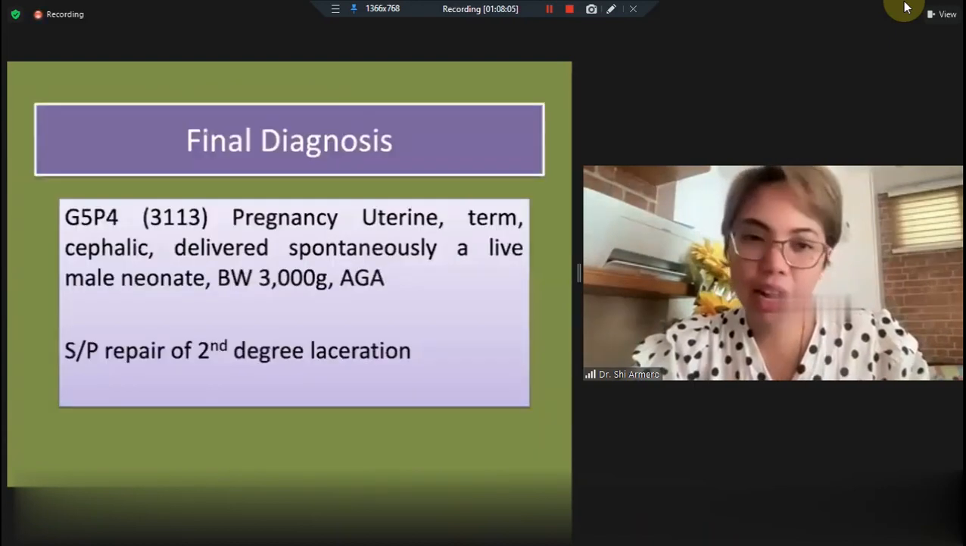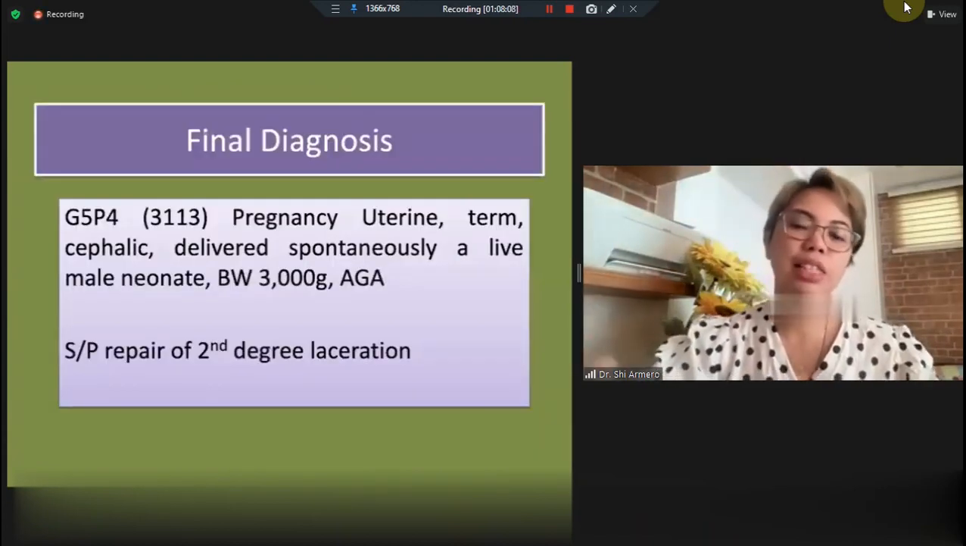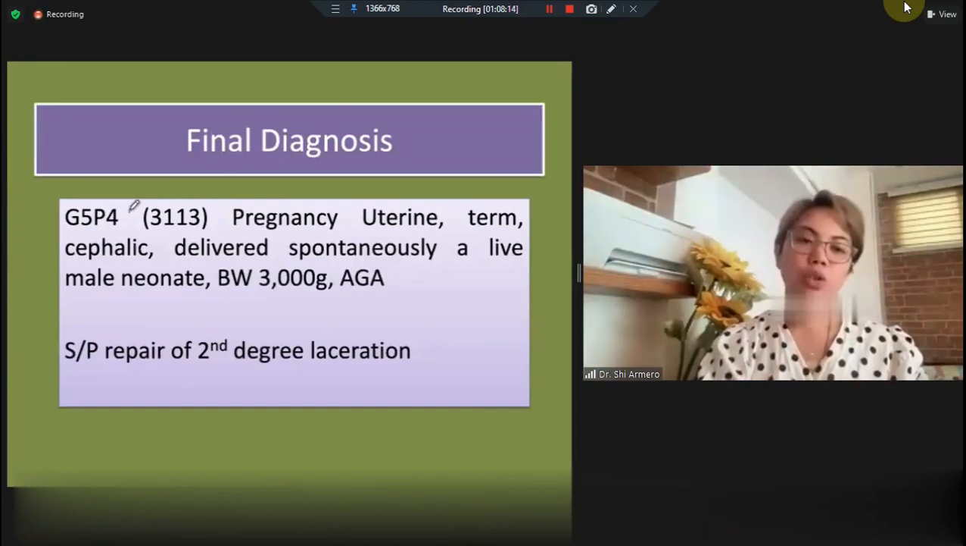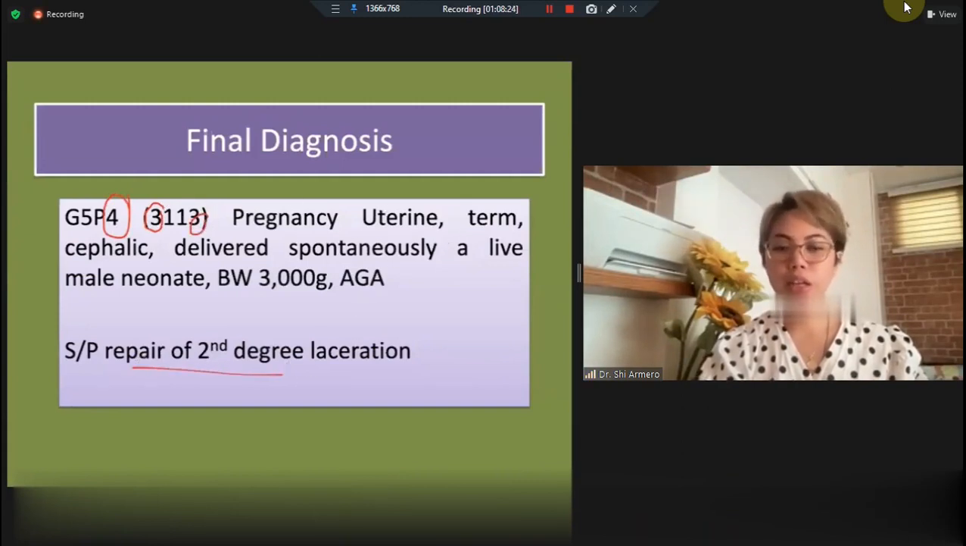So, supposing the support was good and it was only a 2nd-degree laceration, this will be our final diagnosis. Since she has delivered, from P3 she became P4, term 3... I mean, 4 term, 3 living. Okay? So status post repair of 2nd-degree laceration.